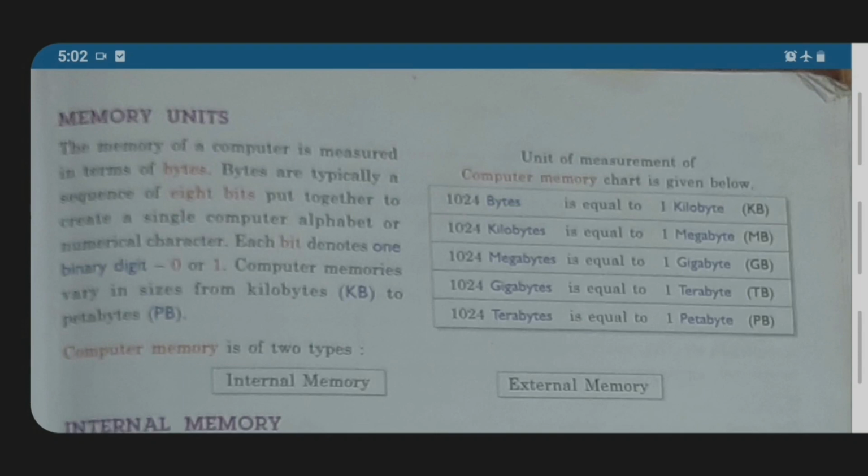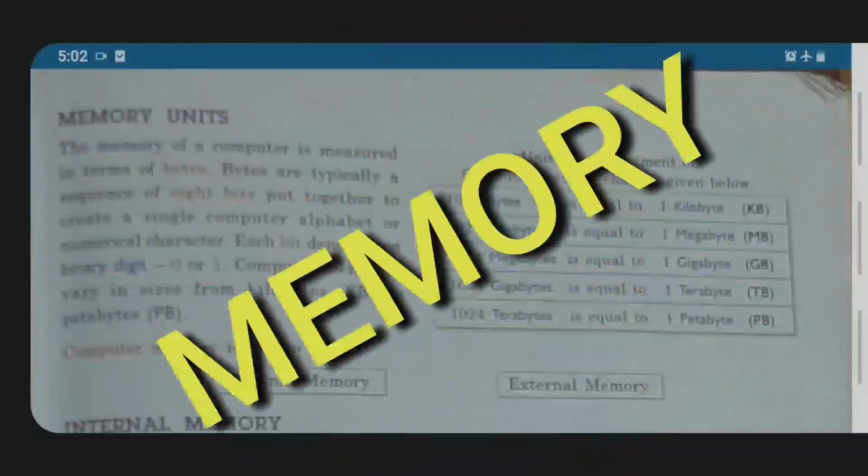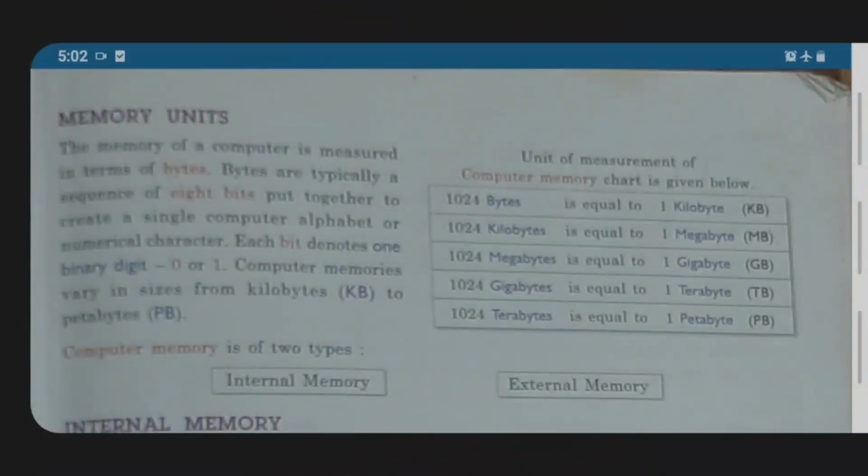The memory of a computer is measured in terms of bytes. Bytes are typically a sequence of 8 bits put together to create a single computer alphabet or numerical character. Each bit denotes one binary digit, that is 0 or 1. Computer memories vary in size from kilobytes to petabytes. You can see here the units of measurement of computer memory chart.